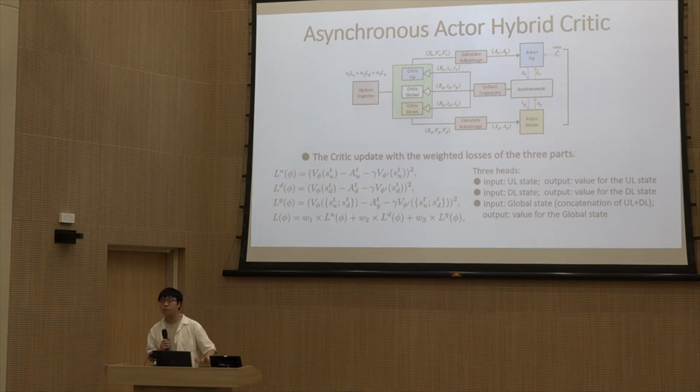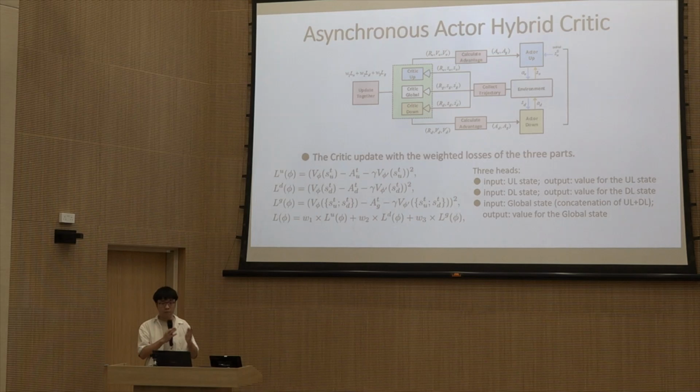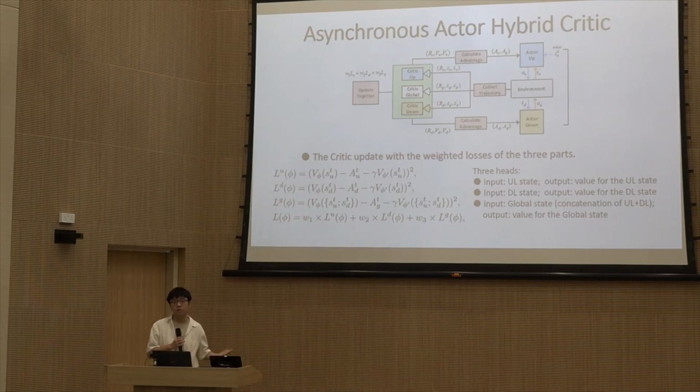For the hybrid critic, its update function is mainly just the sum of losses. There are 3 heads. The first head takes the updating state and outputs the value of this state. It's similar for the downlink and the global state. Note that the global state here is just the concatenation of the updating state and the downlink state. So its basic idea is to evaluate the 3 kinds of states separately, and we use the weighted sum loss to update the hybrid critic.